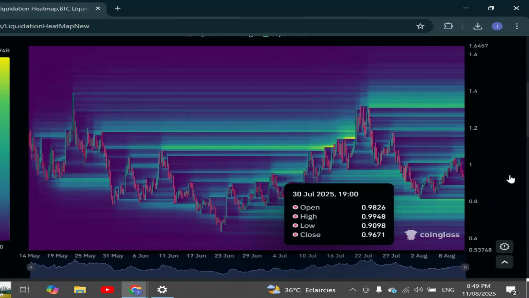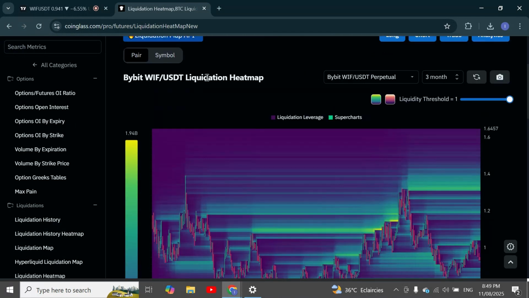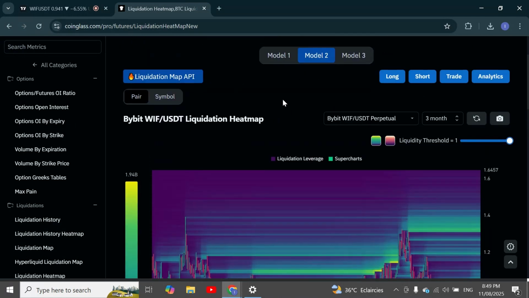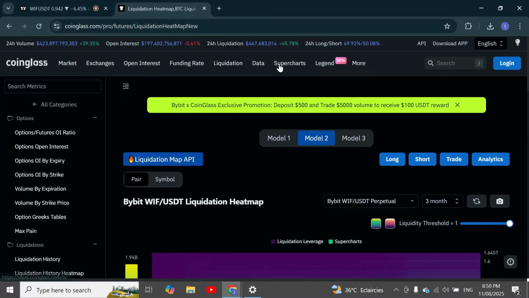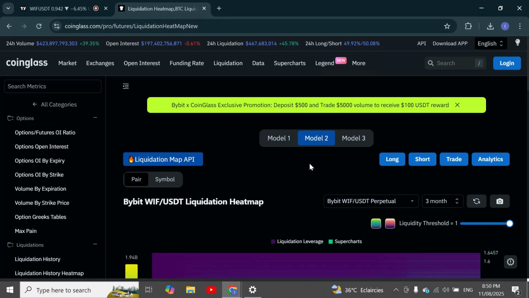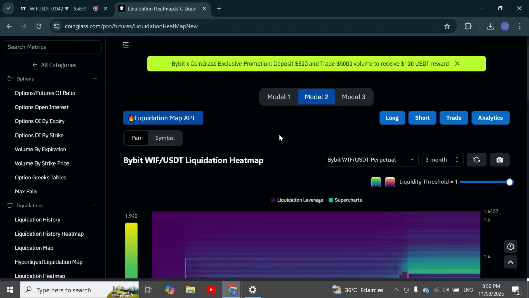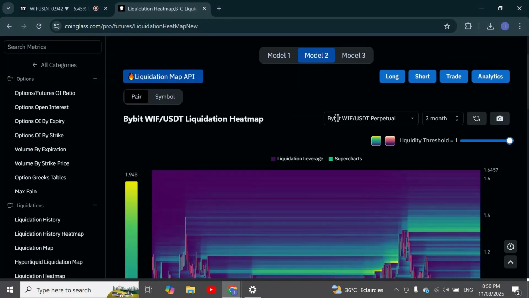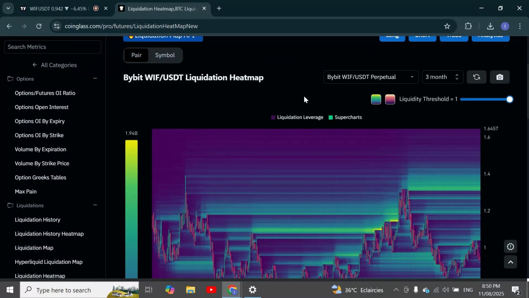Now, as you see here, this is the Coinglass website. You can go to the bottom right there, Liquidation, and then Liquidation Heat Map, and then you can choose any model you want, it doesn't matter, it's all the same. And then you choose the coin that you want. This is very important: you choose 3 months. Don't go to 1 hour or 1 day or something, just go for 3 months to have a clear picture on where the coin is going.